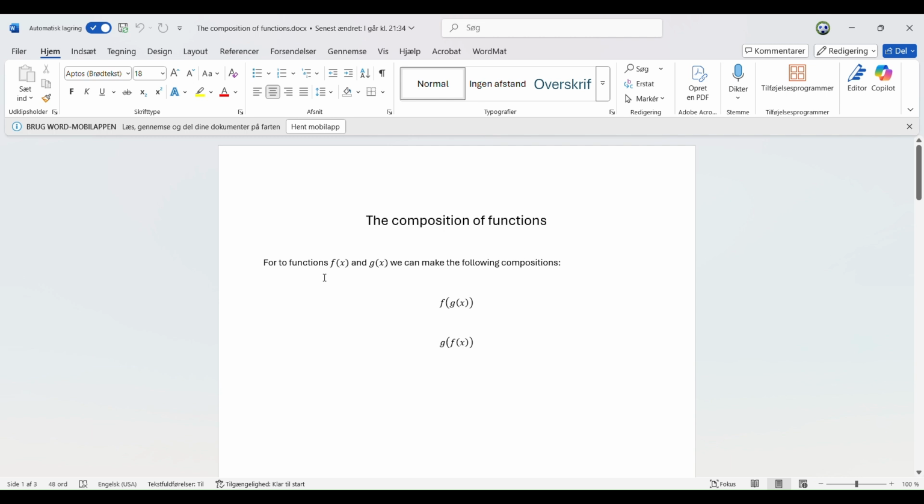If we've got two functions f of x and g of x, we can make the following compositions. We can make the composition f of g of x and g of f of x. So up here, g of x is the inner function and f of g of x is the outer function. And it's the opposite down here, where f of x is the inner function inside the brackets, the big ones, and g is outside, so g is the outer function.